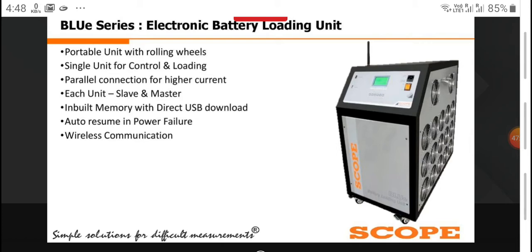Suppose when you are doing the battery discharge testing, a power failure happens. Whenever the power failure happens, it will automatically resume when the power comes again. So you don't need to restart the process. It will automatically resume the test from where it ended. So this auto resume facility is available in our battery discharging unit. And also we have wireless communication.